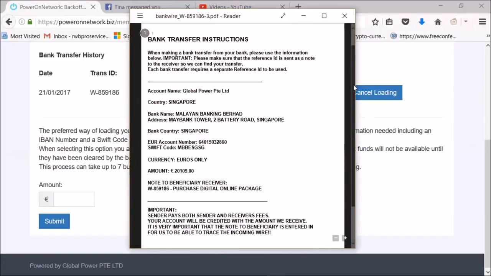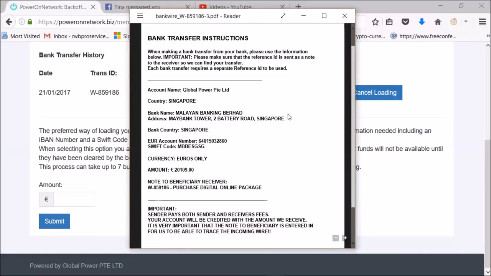You're going to want to print this off or at least take a picture of it with your cell phone and be able to bring it into the bank, because you're going to want to do exactly as instructed. Remember I was talking about that transaction ID? Well, it's right down here, and it says note to beneficiary receiver. So when the bank sends over the wire transfer, in the notes section, which they do have, you want to tell them to put this number with the W, purchase digital online package, okay? Also, it even says it up here, please make sure the reference ID is sent as a note to the receiver so we can find your transfer.